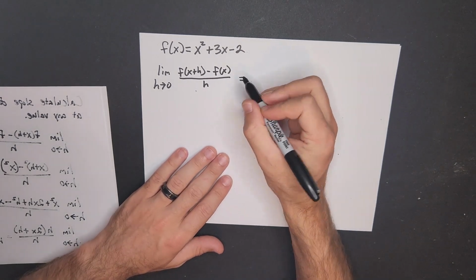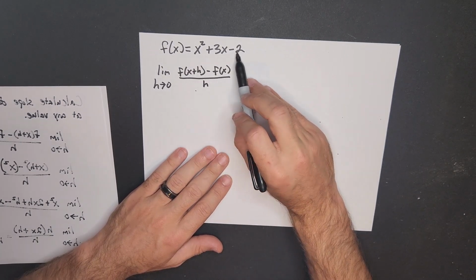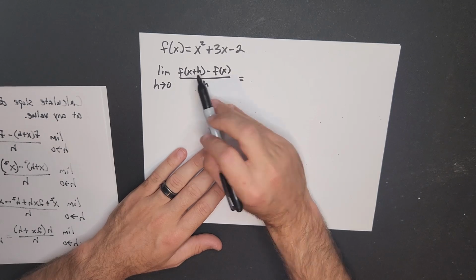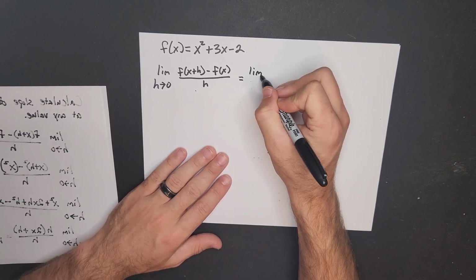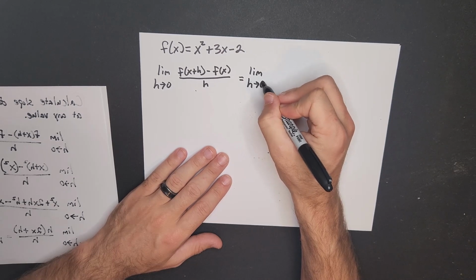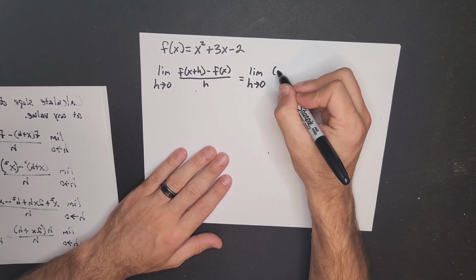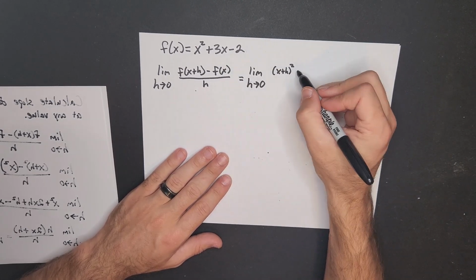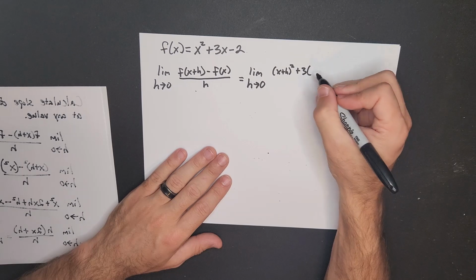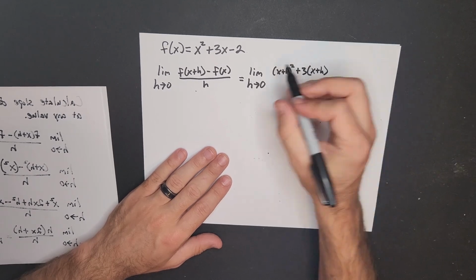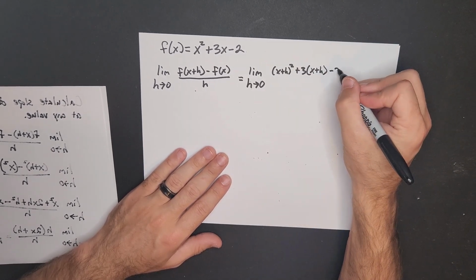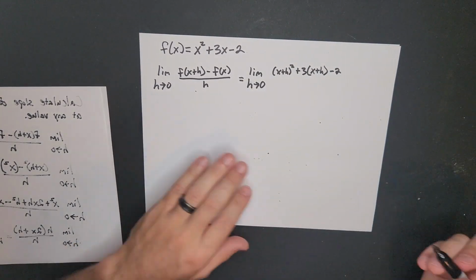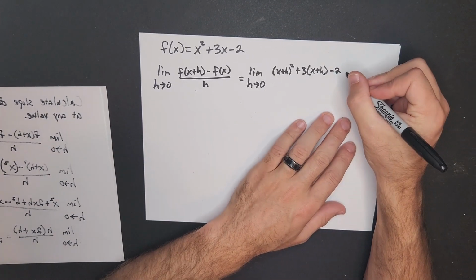All right, now keep in mind, everywhere in my initial function that I see an x, I have to substitute in x plus h. So therefore, when I substitute, I have the limit as h approaches 0 of, open parentheses, (x plus h) squared, that's the first part, plus 3 times (x plus h), that's the second part, minus 2. Notice the minus 2 doesn't have an x, so I don't have to plug anything in. That's just my first part.